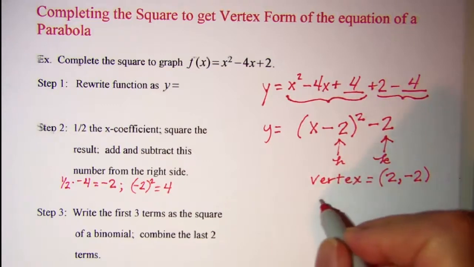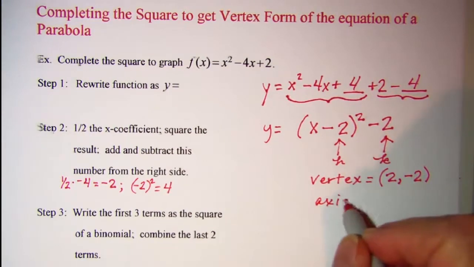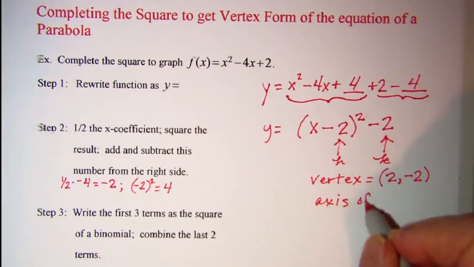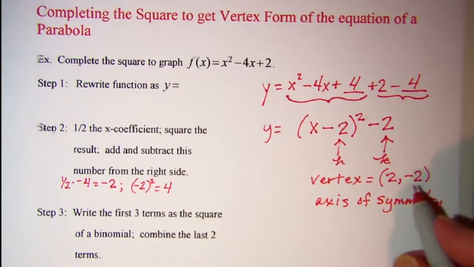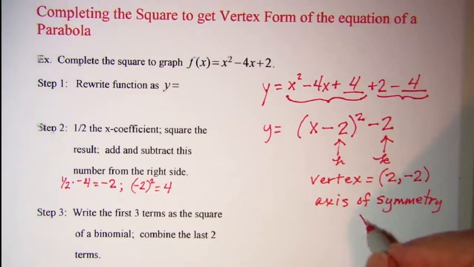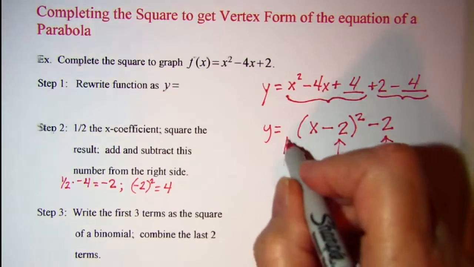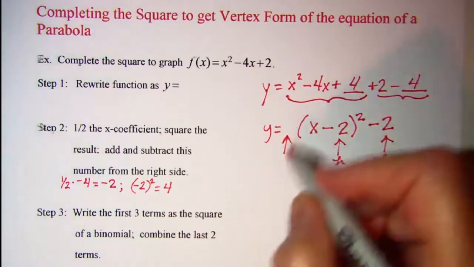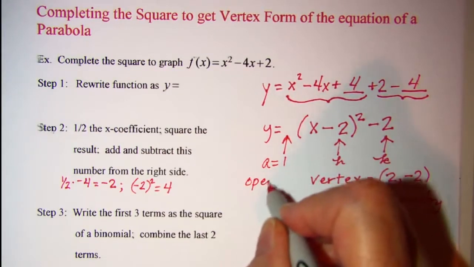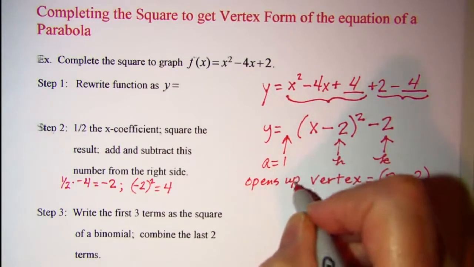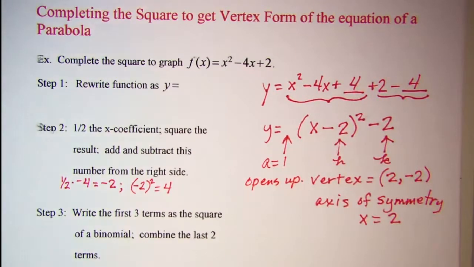So my axis of symmetry is x equal 2, and my a equals 1, so opens up, and it's just the basic graph.